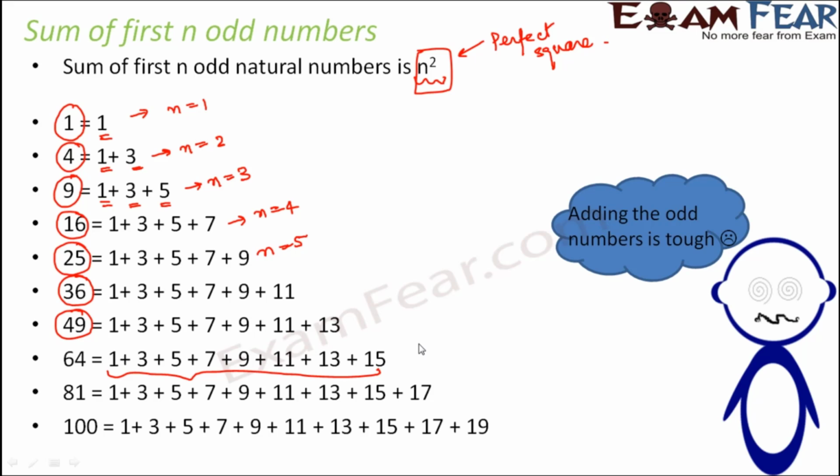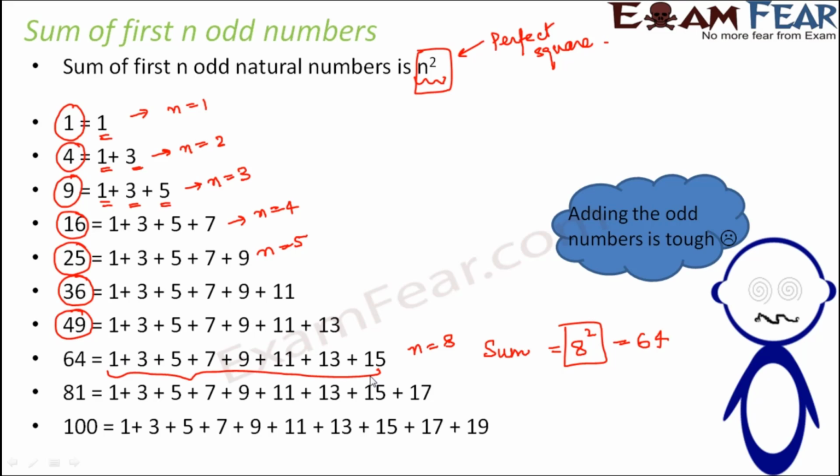So there are 8 odd numbers. So n is equal to 8 in this case. Therefore, what would be the value of this sum? The sum of the first 8 odd numbers will be given by n square, that is 8 square. And 8 square is what? It is 64. So we can see 64 is equal to the sum of these many odd numbers.